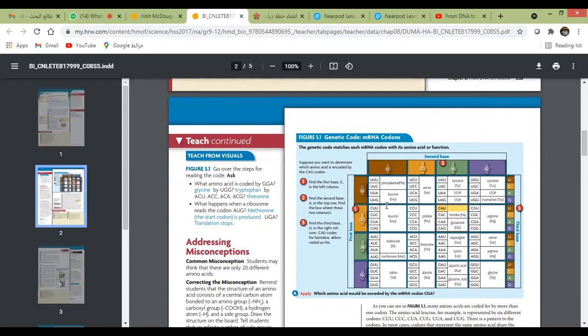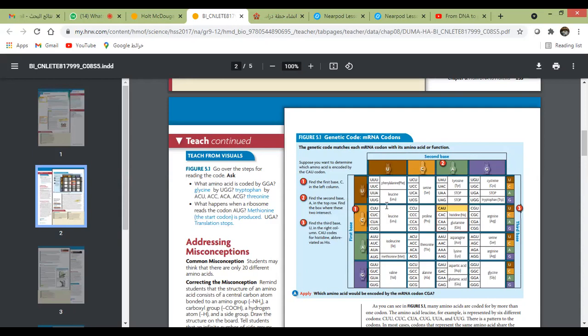Let's say we have a protein made of 300 nucleotides. So I have a polypeptide with 300 nucleotides. This polypeptide is made of how many amino acids? What do you think?